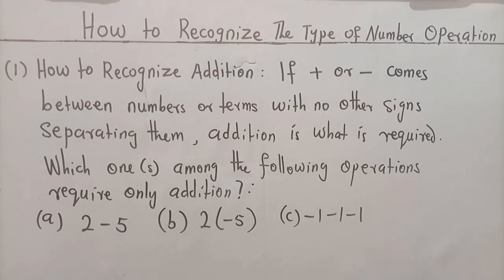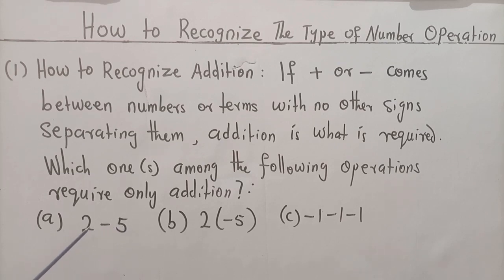The implication is that what is required here is addition, which means I have 2, I'm owing 5, add them, that is, combine them. I hope you understood it. What about this one, please? 2 bracket minus 5. Are we going to carry out addition with them?